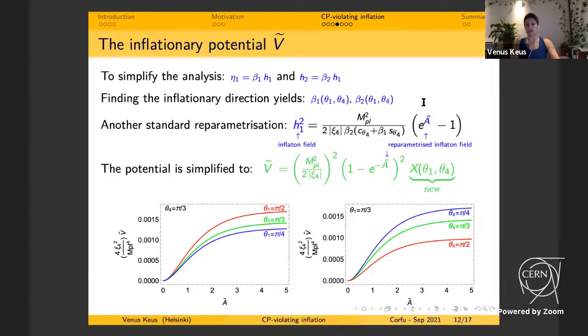And then you do what is usually done, that you write your inflationary potential in terms of this new reparametrized field. So in the Higgs inflation case, the inflationary potential would look basically like this, but without this X function, where I have sucked in all the contributions from the extended potential, which are also where the CP violating phases are. So then for exemplary values of this theta 1 and theta 4, I plot the potential, and you see that, very much like what you expect from a Starobinsky potential, it is flat at high field values. These values of A tilde correspond to very high field values for H1. And then at the end of the inflation, where the inflaton rolls down to the minimum of the potential, you see that the behavior of the potential is very much Starobinsky-like.